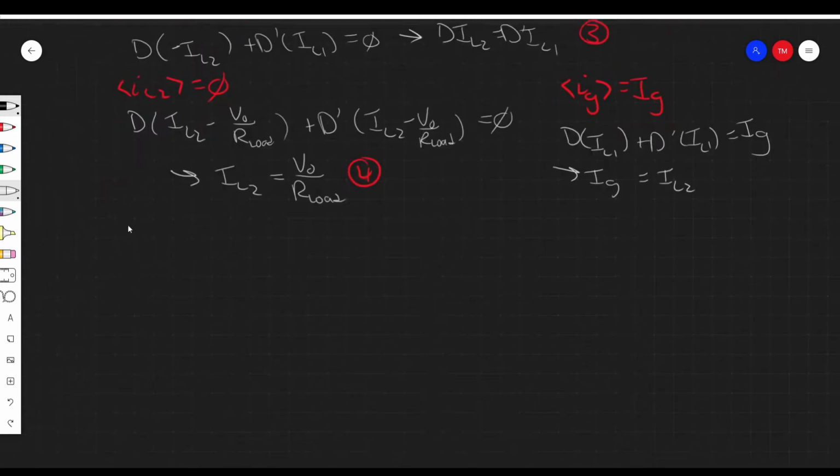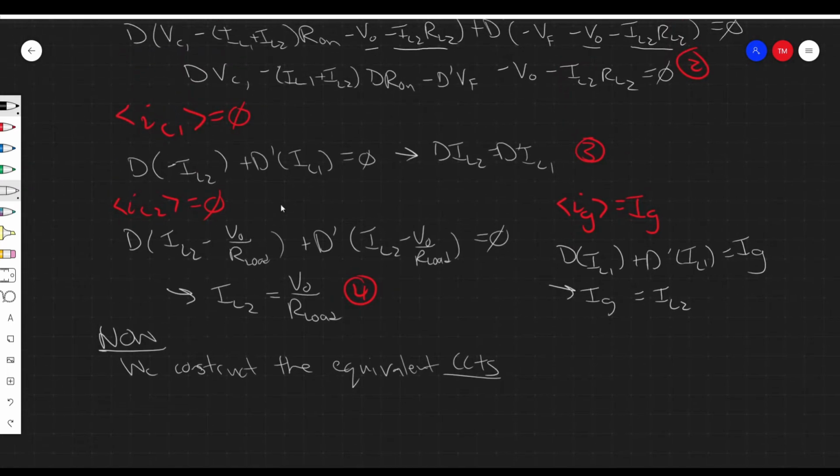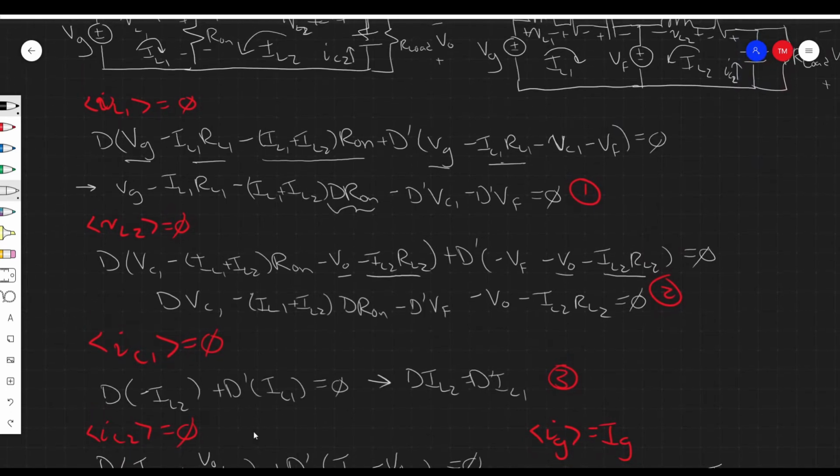So, what do we do now? Well, we have 4 equations that we've simplified. Now, we construct the equivalent circuits from them. Right? So each of these loops can represent a KVL equation or a KCL equation, right?